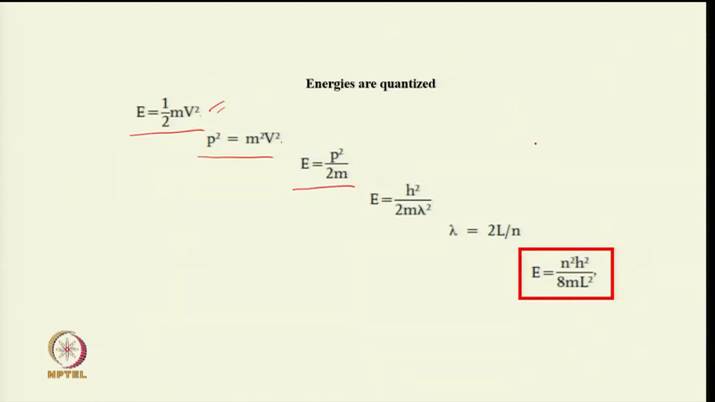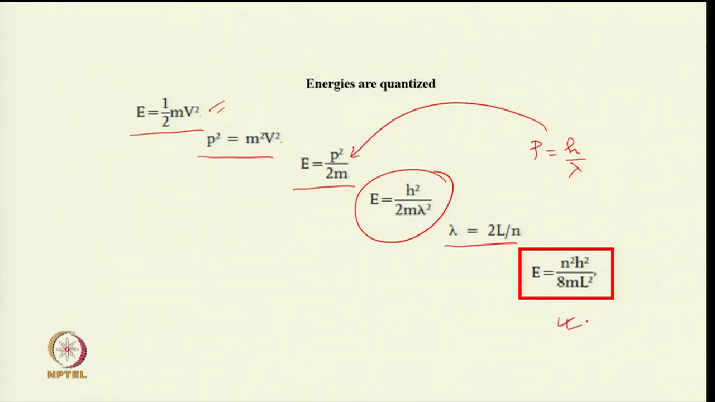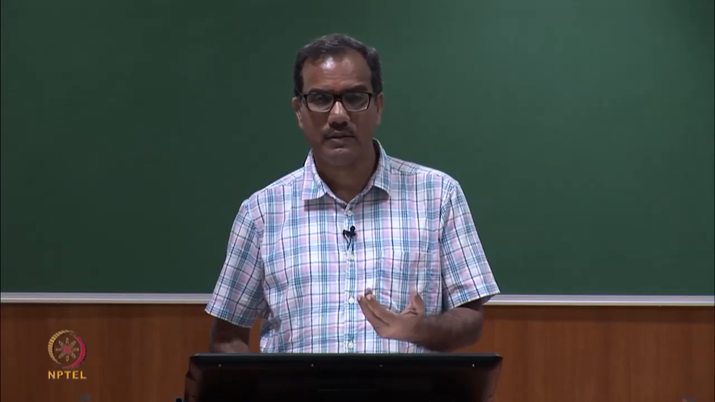And p is equal to h by lambda from the de Broglie hypothesis. So I am replacing p by h by lambda. When I plug in the value of p into this equation, we get E is equal to h square by 2m lambda square. And I showed you that lambda is equal to 2L by n, so you can put it here, and what you get is E is equal to n square h square by 8mL square. This is the way you can know the value of energy of different electronic levels, with n equal to 1, 2, 3, 4.